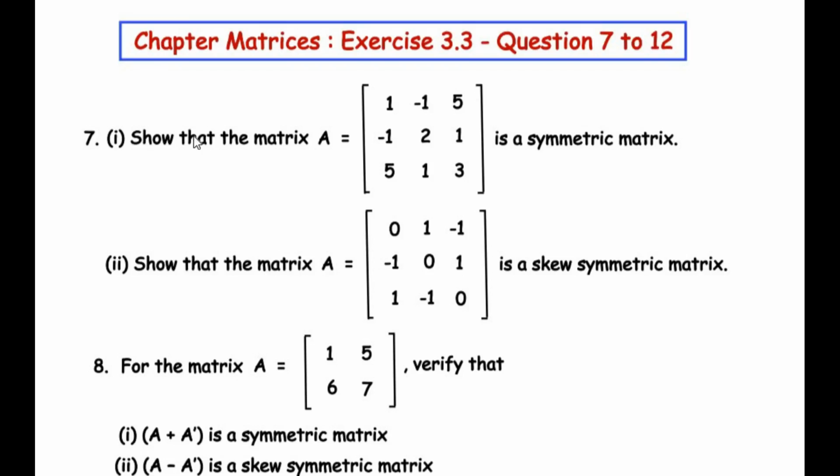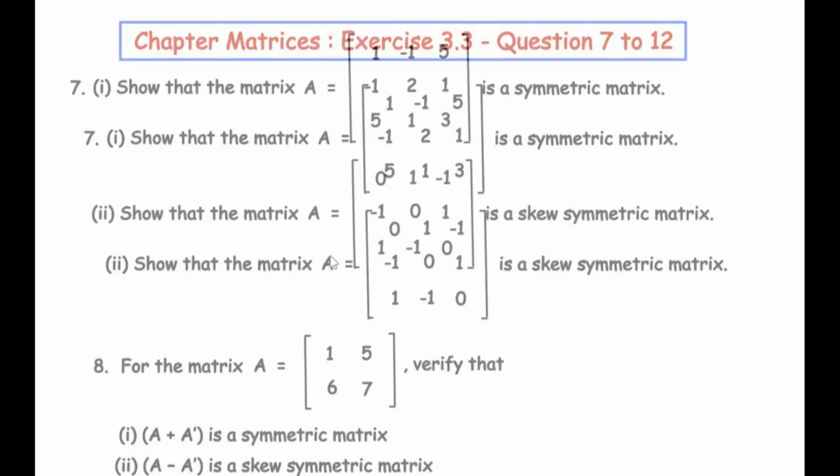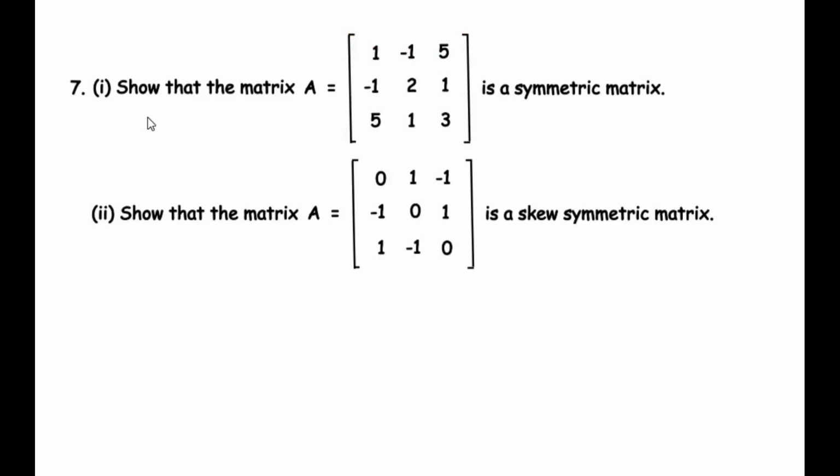In this video, we are going to solve questions 7 to 12 from Exercise 3.3, Matrices chapter. So let us start with the 7th one. The first sub question is, show that the matrix A, which is a 3 by 3 square matrix, is a symmetric matrix. And the second sub question is, show that the matrix A is a skew symmetric matrix. So let us begin with the first one.